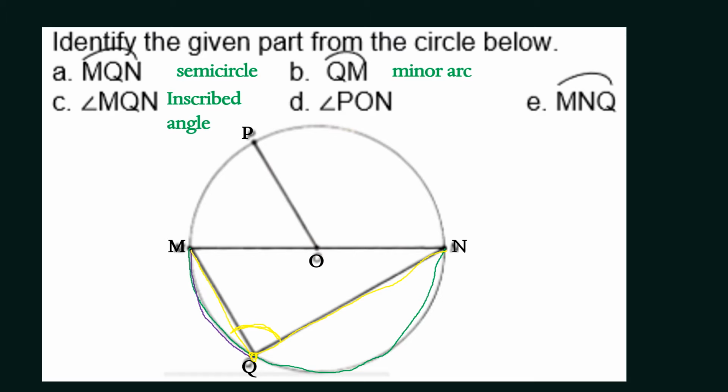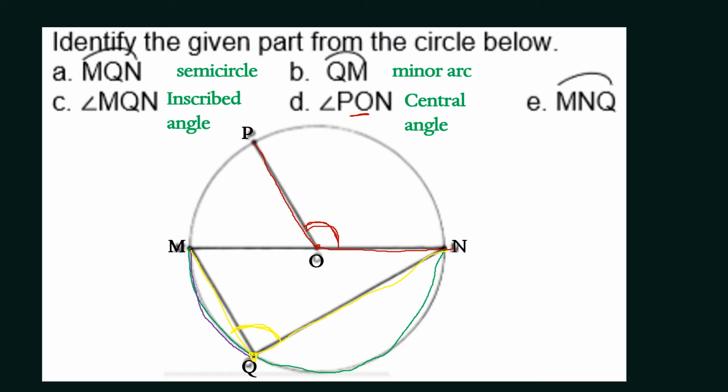How about letter D? Angle PON. Gamit tayo ng another color. Angle PON. Yung ating gitna sa pangalan, siya yung vertex. Ito yung vertex natin, so ito yung angle. Anong tawag sa angle na to? Central angle, kasi nga, ginamit niya yung center as the vertex.